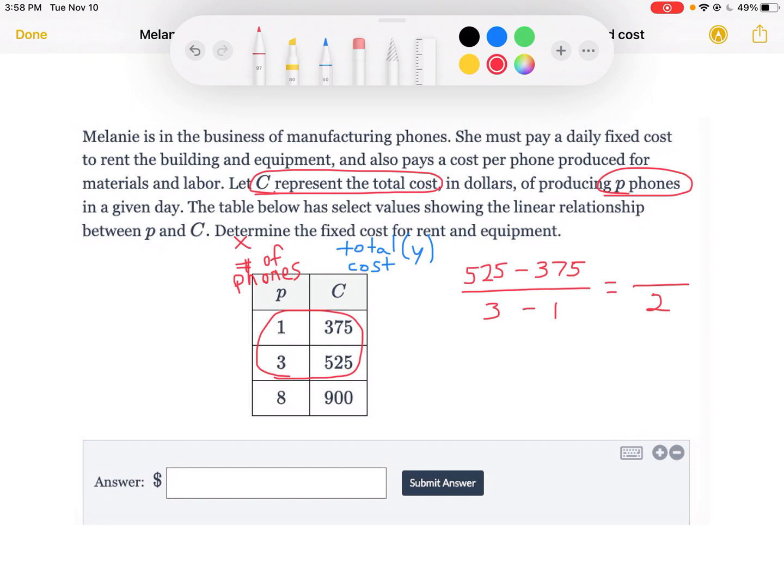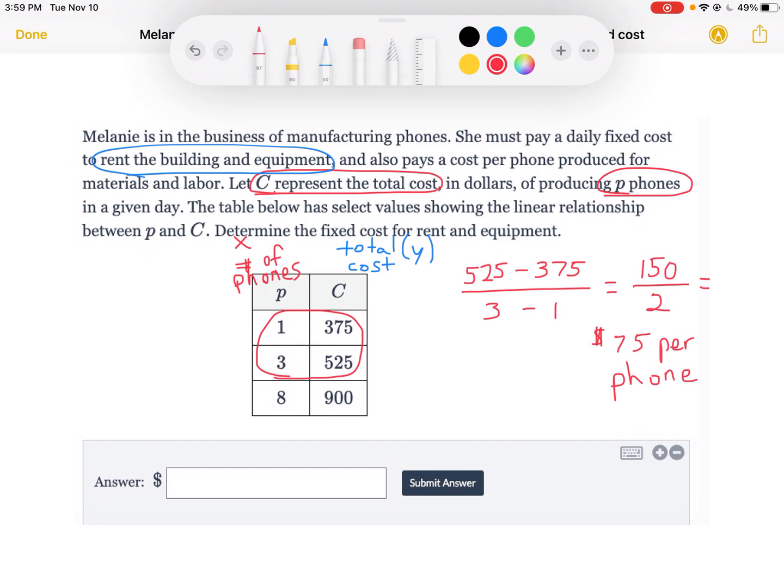Okay, so we need to do that subtraction. So 525 minus 375, so $150 for 2 phones. So $75 per phone. But they said that there was a fixed cost to rent the building and equipment, right? So we have to account for that still.